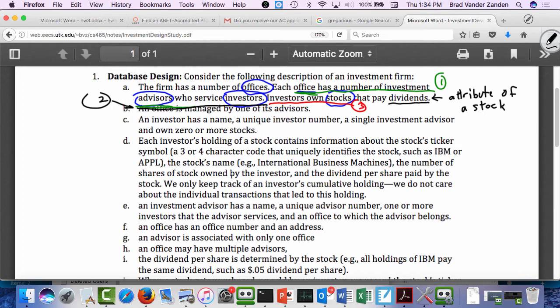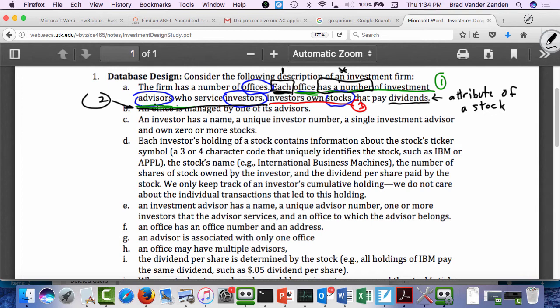Okay, now, A has more information for us. It has some information about the multiplicity of the relationship. So it says each office has a number. Each tends to be one, right, whereas number tends to be many. So this is also saying something about the multiplicity of the relationship.